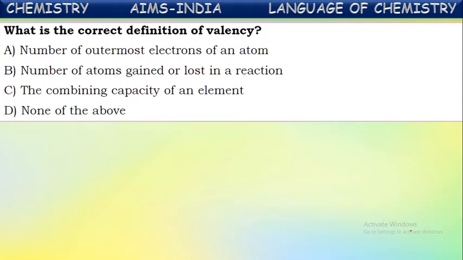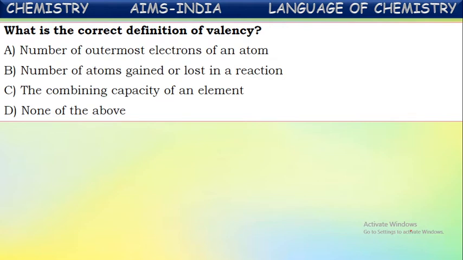Next question. What is the correct definition of valency? What does valency mean? Generally, elements which have 8 electrons in their last shell are stable. Those elements which do not have 8 electrons are unstable. So to become stable, they try in different ways. Some elements become stable by losing 1 or 2 or 3 electrons which are there in their valence shell. Some elements gain electrons to become stable, and some share electrons. So the number of electrons gained or lost or shared by an element is called its valency.